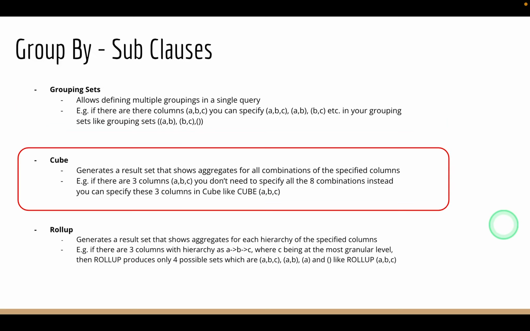Cube is very simple. It generates all the combinations of the specified columns. For example, if you have A, B, C as three columns, it will generate all the 8 combinations for your aggregation.